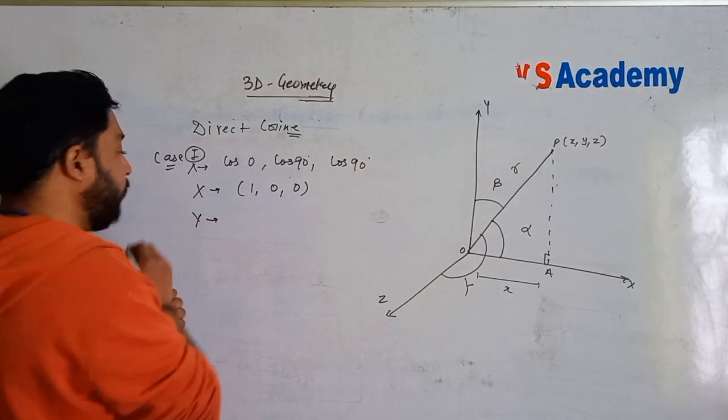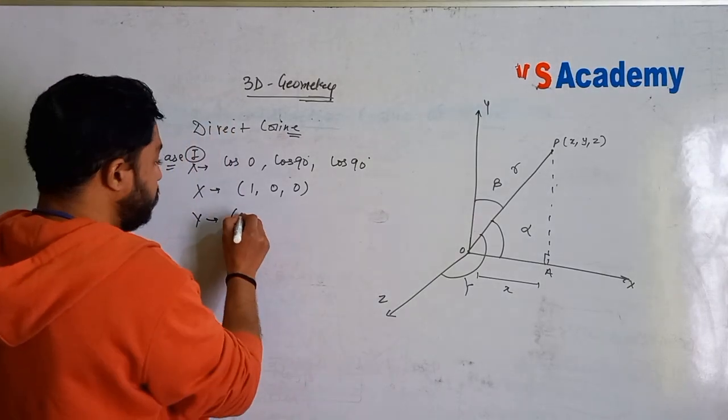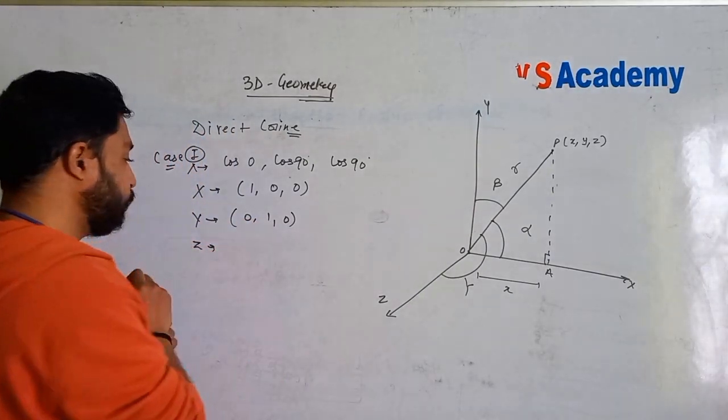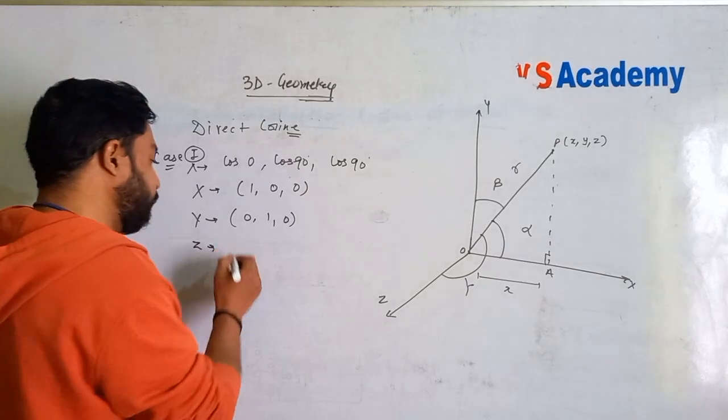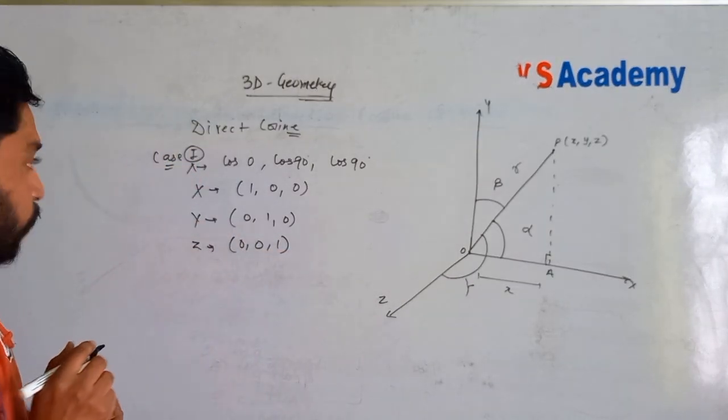Similarly, I can calculate the direction cosine for the y-axis. It will be 0, 1, 0, right? And for the z-axis, the direction cosine for the z-axis will be 0, 0, 1. I hope you understand. Okay?